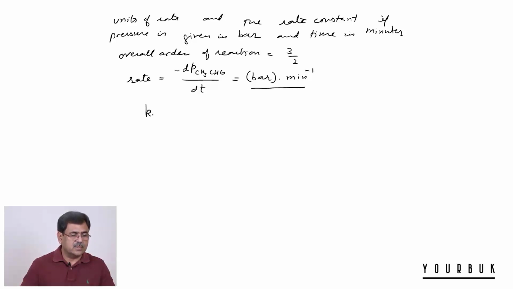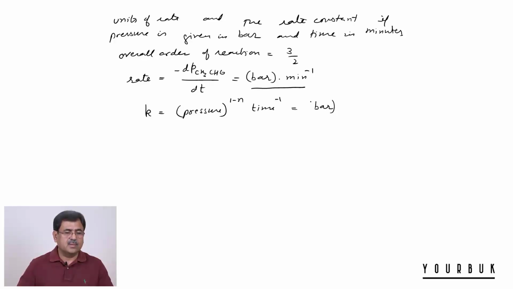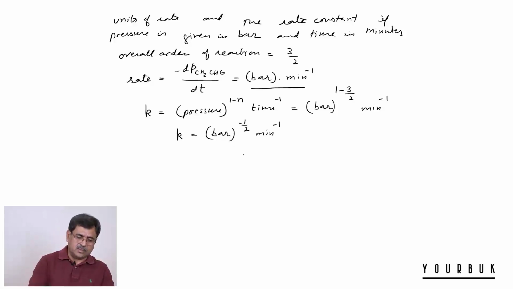Now the units of the rate constant depend on the order of a chemical reaction, and at a constant temperature, concentration and pressure are directly related. So we write the K expression as pressure raised to power 1 minus n and time inverse. Now pressure is given in bar, raised to power 1 minus 3 by 2, since the overall order was 3 by 2, and time is given in minutes, so minute inverse. So the rate constant has the units of bar raised to power minus 1 by 2 and minute inverse.